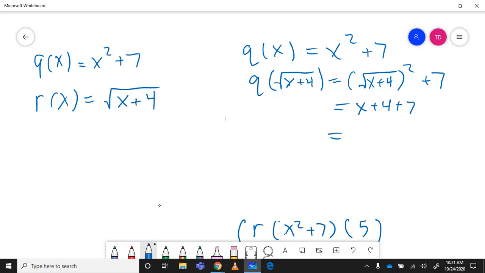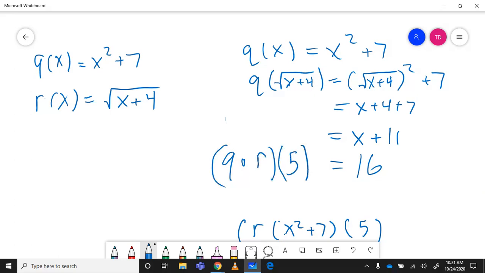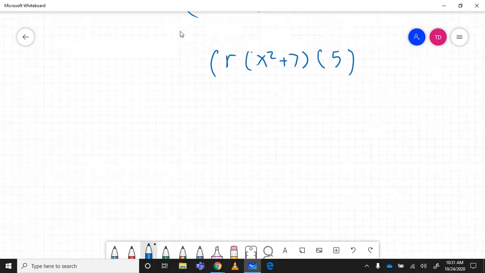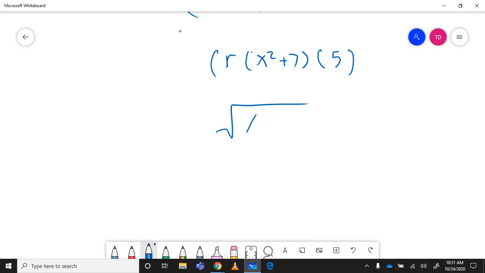Or x plus 11. We wanted to know this when x was 5, so our final solution for that one would be 16. Q of r evaluated at 5 was equal to 16. Okay, now let's try r of q evaluated at 5. So the r function is that square root of x plus 4. That's when we have r of x.